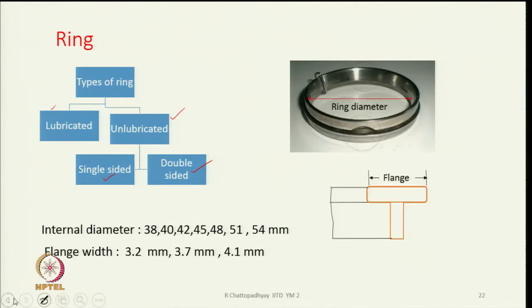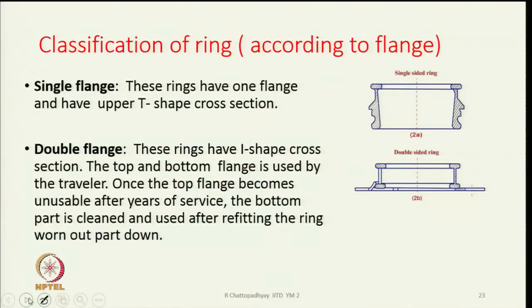Here we are showing the flange part and the wave part. So, this is the flange part as it is shown here, and the flange width may vary between 3.2 mm, 3.7 mm and 4.1 mm typical, and the internal diameter as we show here in the diagram could be 38, 40, 42; these are the typical diameters of ring. If we classify single flange and double flange, the diagram is shown here.